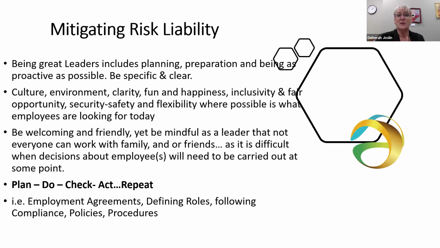So one of the things about mitigating risk and liability is be informed, then be clear and be specific. Employees are looking for culture, environment, some clarity, fun, and happiness in their role, inclusivity and fair opportunity, safety and security, and flexibility where possible.